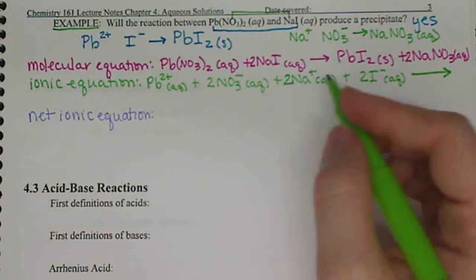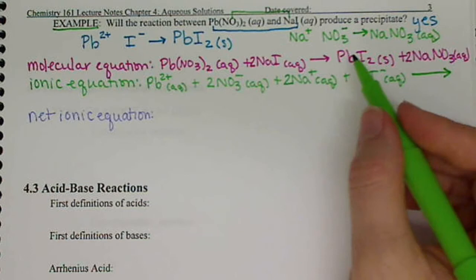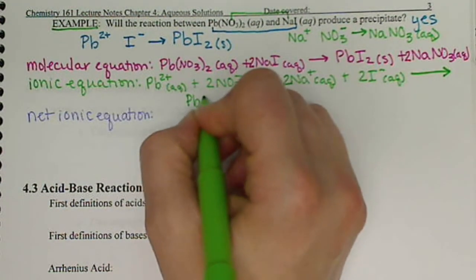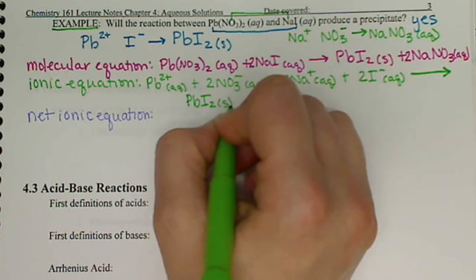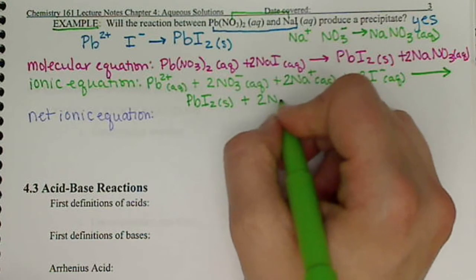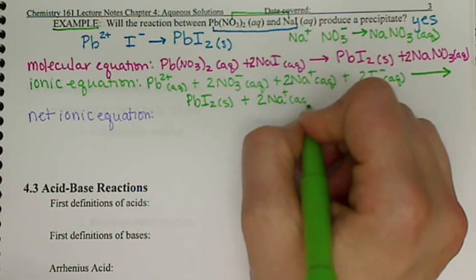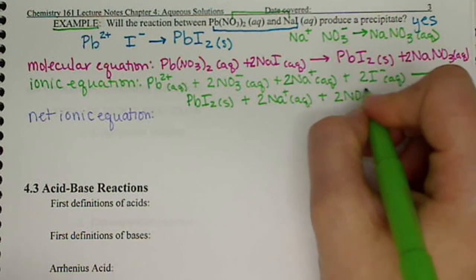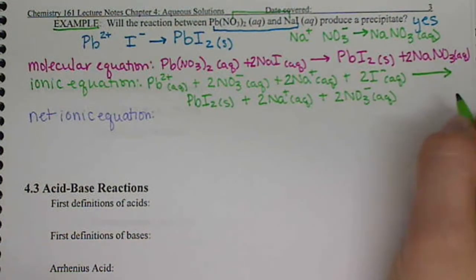I'm going to have to split my reactants and my products on 2 different lines. So our solid, our PbI2, that stays together, doesn't split apart. However, my sodium nitrate does. We get 2 sodium ions, which will both be aqueous, and 2 nitrate ions that are aqueous.